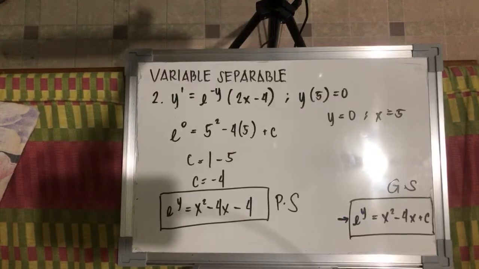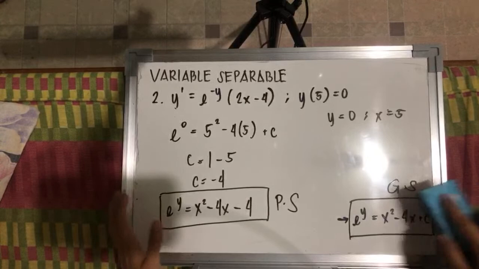Ayan. So, okay na yan na example ng variable separable. Kasi madali lang naman siya. So, proceed tayo sa next solution, which is yung homogeneous.